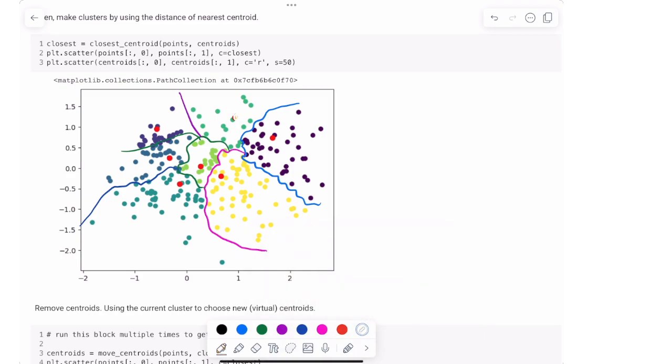You remove the red data points, okay? You just simply remove them, okay? Now you have 7 different areas, right?